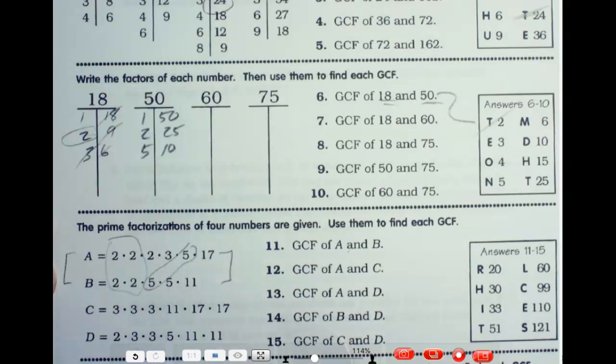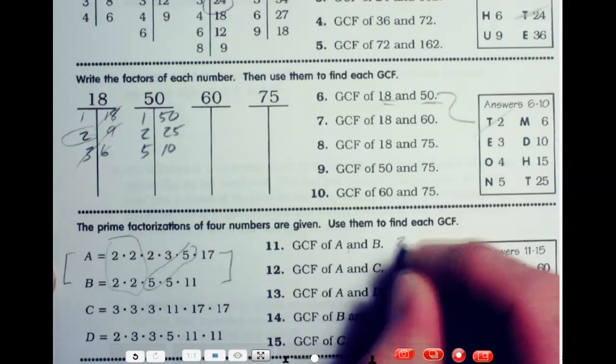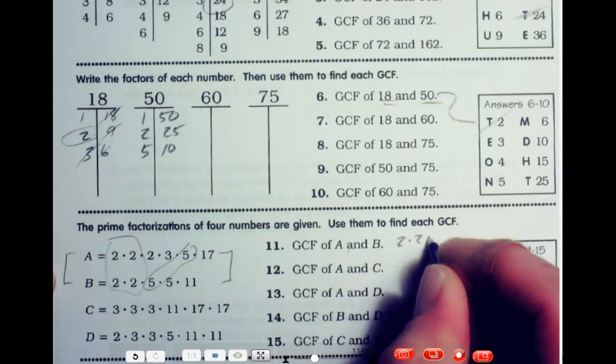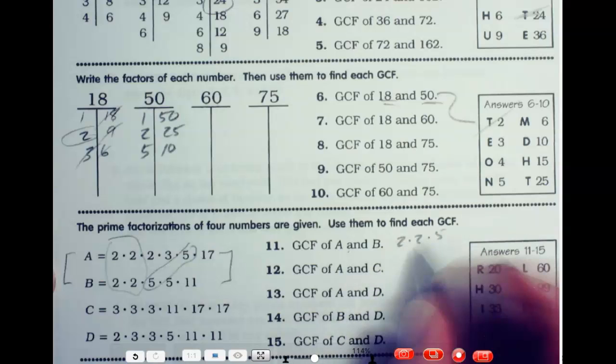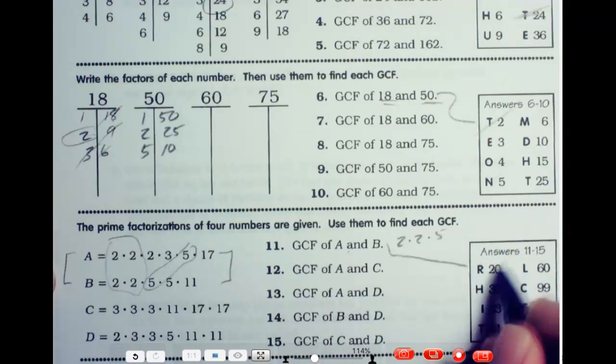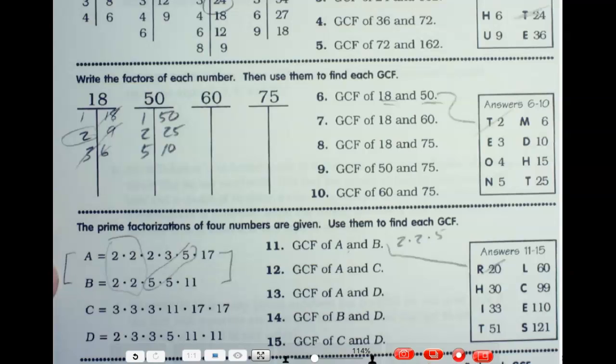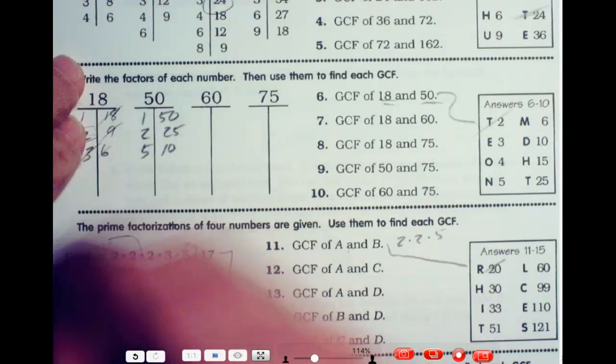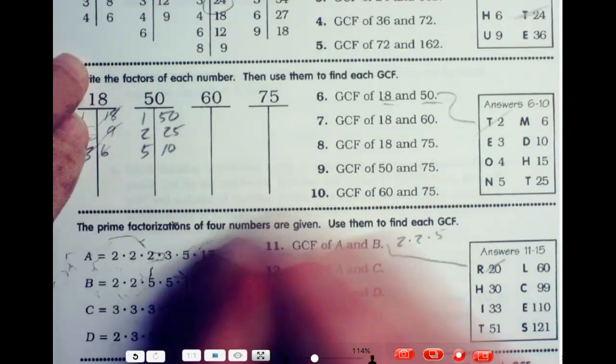So what you do then is you multiply those numbers together, 2 times 2 times 5, and that's your greatest common factor. So this is 20. So 11 is R. It's 20. I'll do another one. I always have to keep erasing my work here, because I like having a fresh space to write on so I can see what they share.